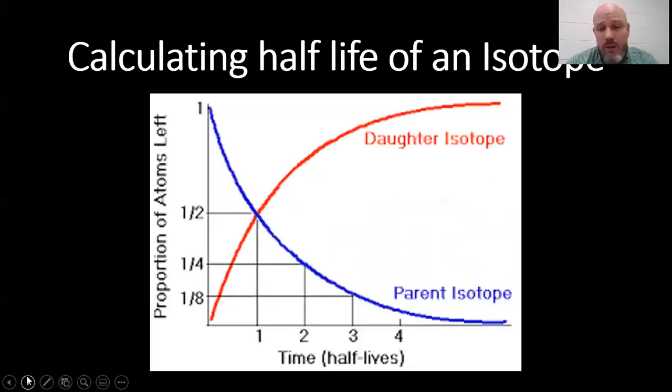And this is important too, even though I said it, the matter is not disappearing. As the parent isotope is decreasing, the daughter isotope is increasing. So in the end, we always have the same amount of matter, it's just the nuclear decay is occurring. So I don't want you to think that the parent isotope matter is disappearing. It's just decaying into particles and the daughter isotope.